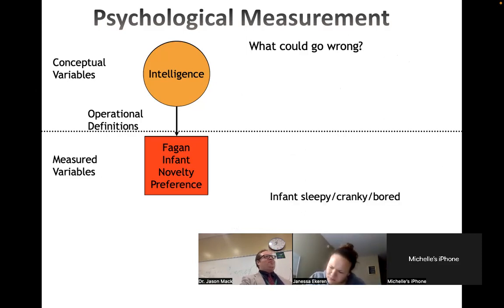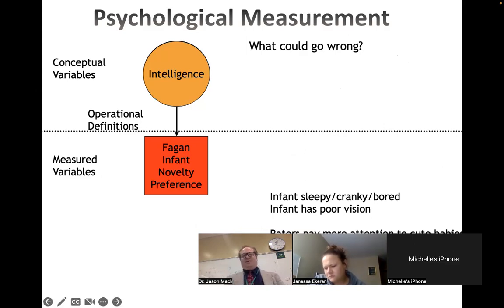To your point, the infant could be cranky or sleepy or bored. So we could not measure it correctly. They could have poor vision. They couldn't see well. Raters pay more attention to cute babies.